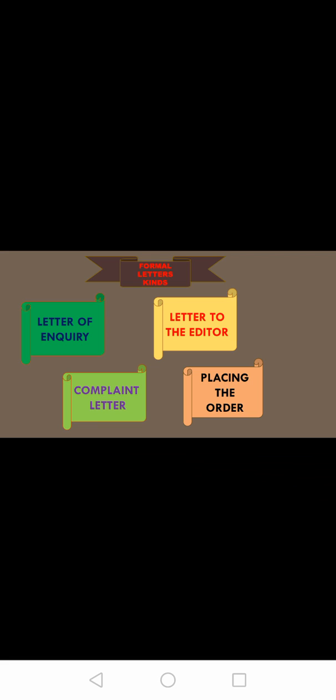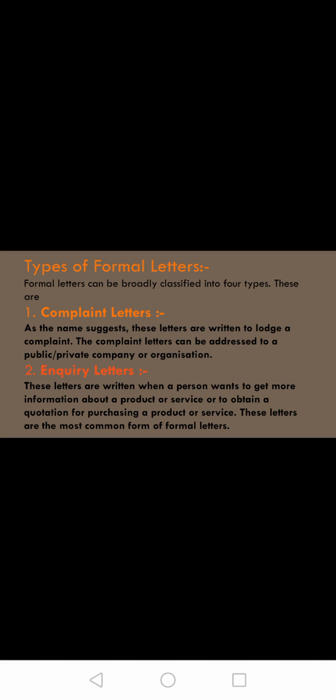Now, formal letters, kinds. So, we are going to see four kinds: letter of inquiry, letter to editor, complaint letter and placing the order. Now, one by one we will see this. What is a complaint letter now? As the name suggests, these letters are written to lodge a complaint. As the name is complaint letter, you are going to complain about something. So the complaint letter can be addressed to a public or private company or organization.